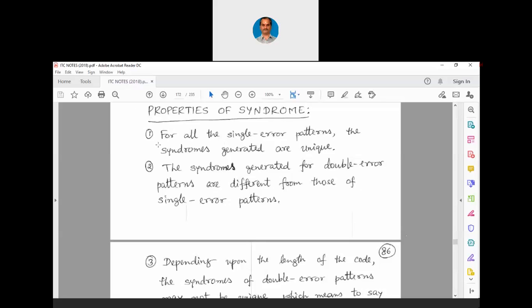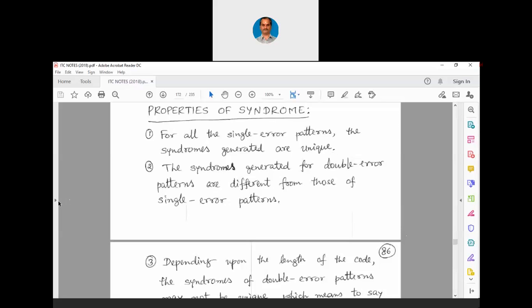The first property: for all the single error patterns, the syndromes generated are unique. They have to be unique. We cannot have two syndrome vectors having the same value, as I have told you. Otherwise, it will lead to ambiguity. We will not be able to locate the position of the error. So for all the single error patterns, the syndromes generated are unique.